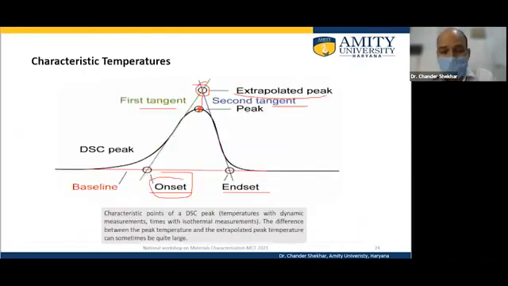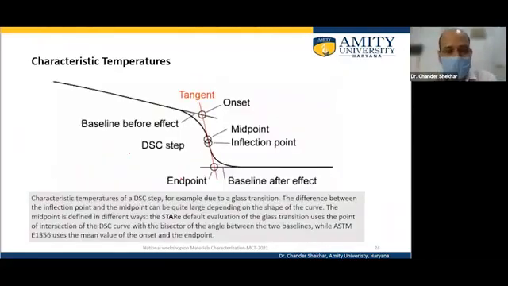Okay, this is for the peak, whether it is exothermic or endothermic; the same approach goes. And for the glass transition temperature, there is a tangent from the onset.